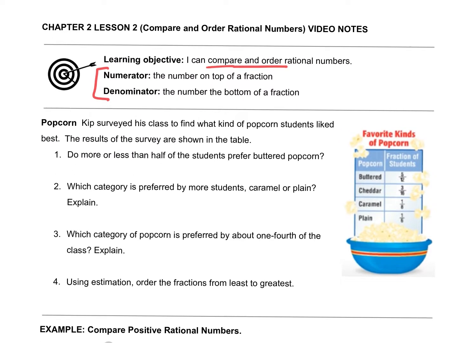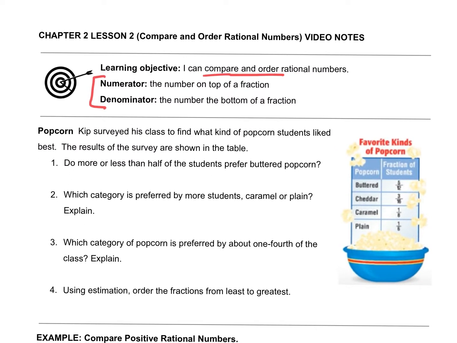So a little preview thinking about how estimation might help us here. These numbers are a little blurry, so I'm going to write them out. Buttered popcorn here. Kip surveyed his class to find out what kind of popcorn students liked best, and the results are found in the table. So buttered popcorn, it looks like, is 5/12. Cheddar, it looks like, is 3/16. And caramel is 1/6. Is that 1/6 or is it 1/8? Yikes. 1/8, I believe. 1/8, and then plain is 1/6.